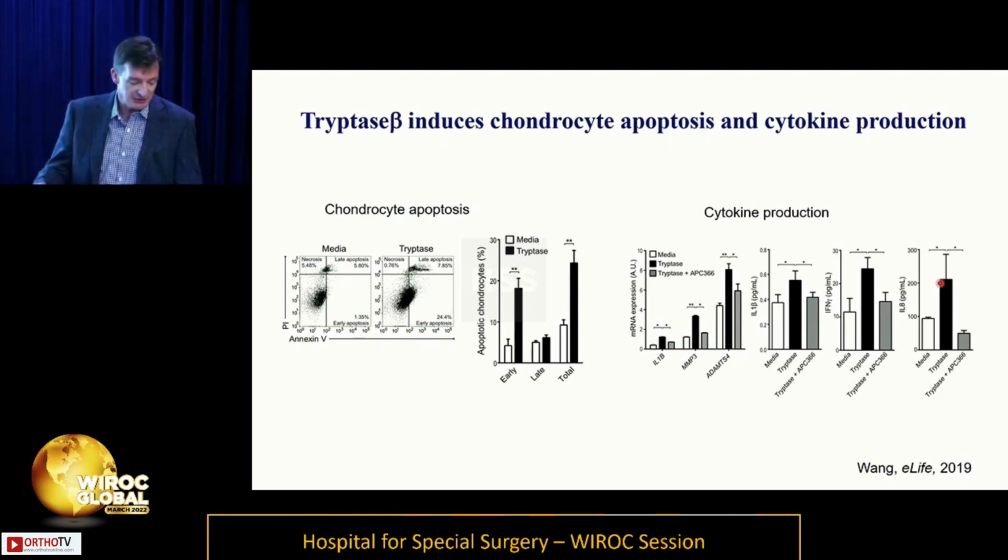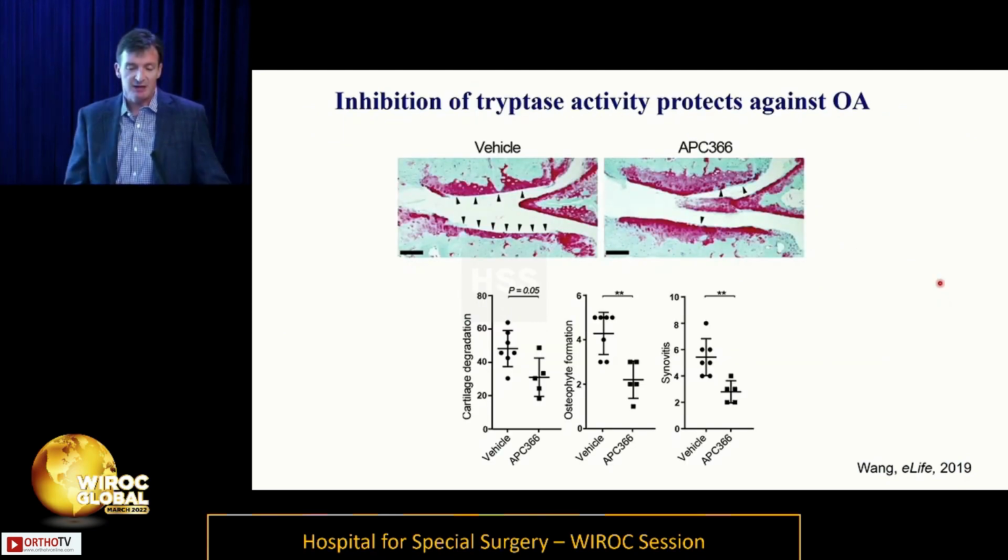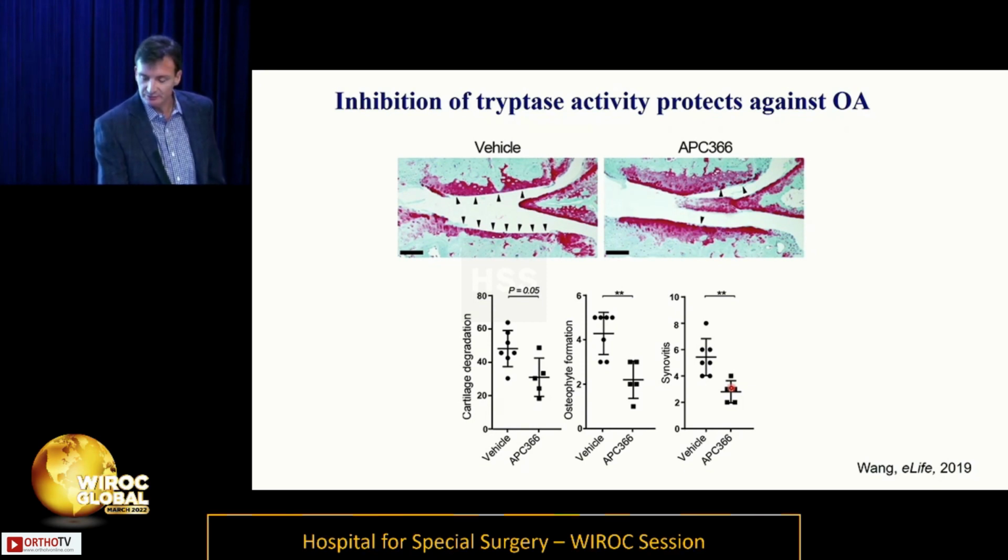what happens in vivo if you treat a mouse with a tryptase inhibitor and induce it to develop OA by DMM? And we found that mice treated with an APC tryptase inhibitor basically were protected against the development of OA as compared to the control. And on blinded scoring, the tryptase inhibitor mice had reduced cartilage degeneration, osteophyte formation, as well as synovitis.